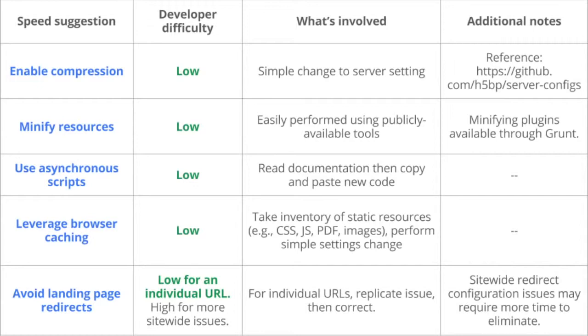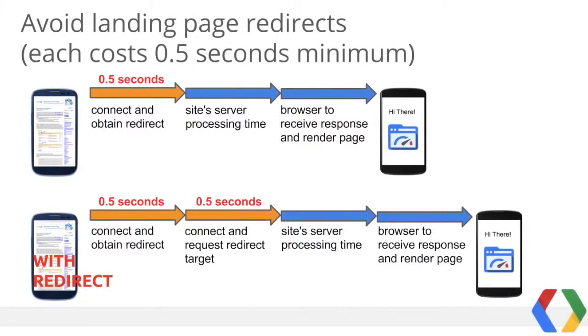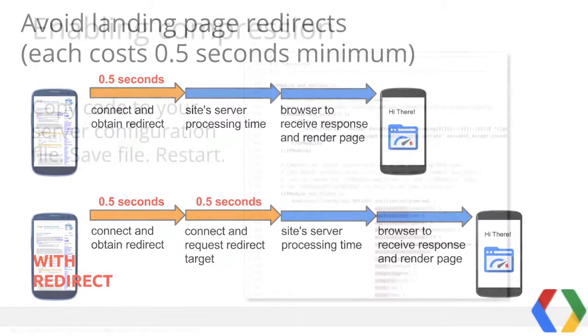The last, fairly easy speed suggestion is to avoid landing page redirects. In the case of pages in a redirect chain, this means to correct the source URL to point directly to the target rather than any intermediate pages. We can see how correcting extraneous redirects is helpful by again looking at latency on a smartphone. Every redirect will require the mobile user to wait, at minimum, an extra 0.5 seconds for the page to load.